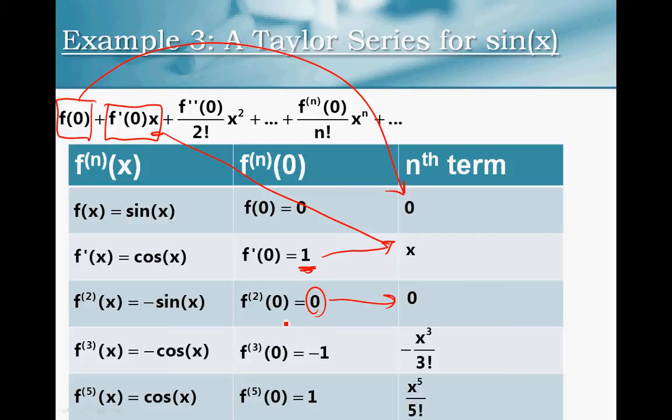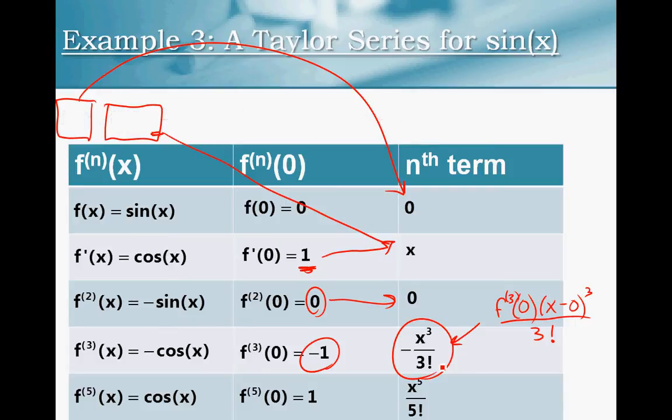And now let's take a look at the degree 3 term. That should be the third derivative of sine of x evaluated at 0 times x minus 0 to the third, or just x to the third, over 3 factorial. So I have negative 1 times x to the third over 3 factorial, or just negative x to the third over 3 factorial. And I continue on in that fashion. The degree 4 term is 0, so I left it out. The degree 5 term is x to the 5th over 5 factorial, and so on and so forth.